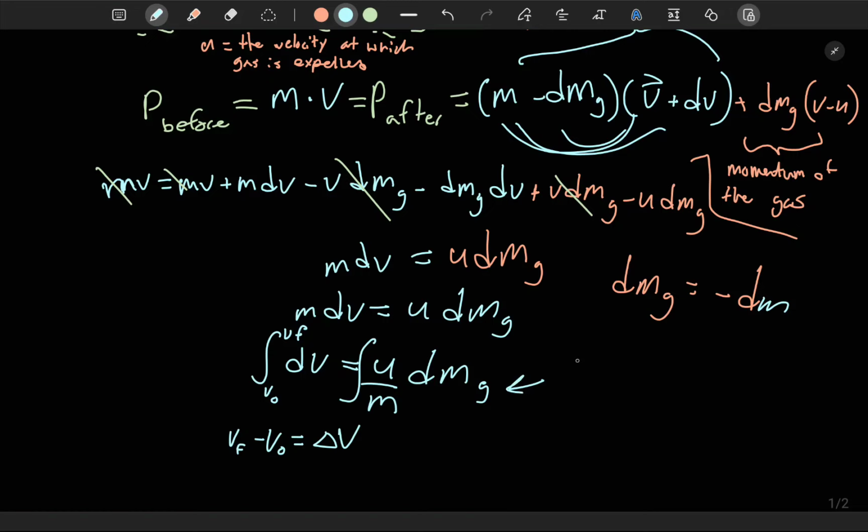And now as for this one, what are our limits of integration, right? Well, we're integrating from the original mass, so the original mass including the gas, and we're integrating across to the mass final, which is actually slightly less. So it's important to note that. And now if you apply just your simple basic integration rules, you're going to get u times ln of mass final minus natural log of mass initial.